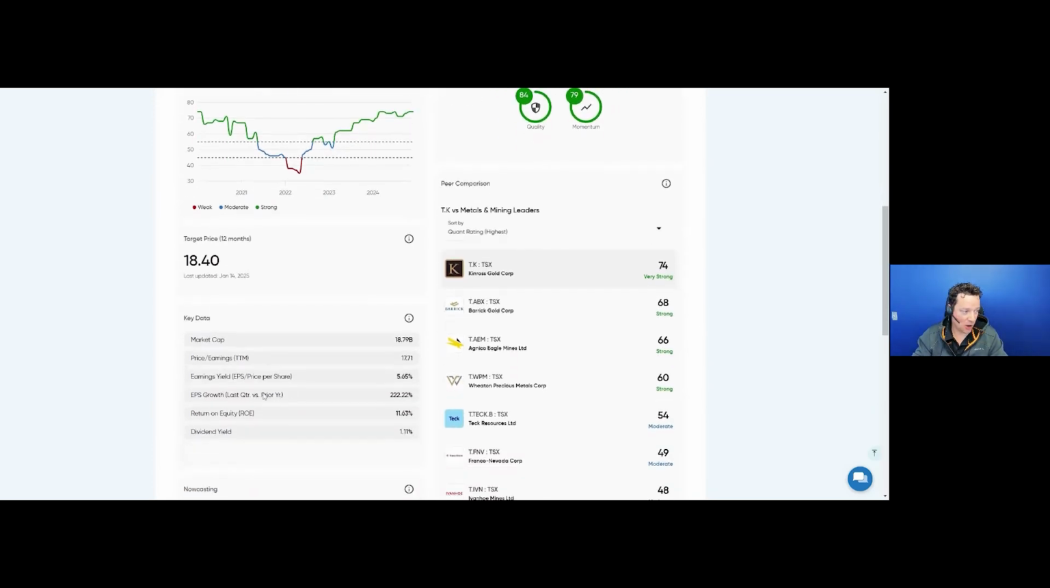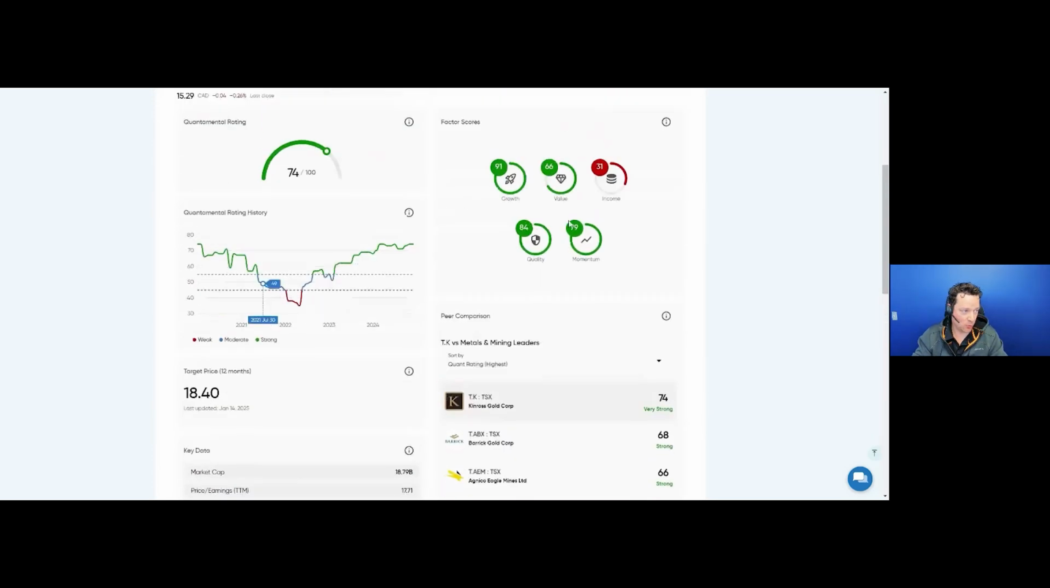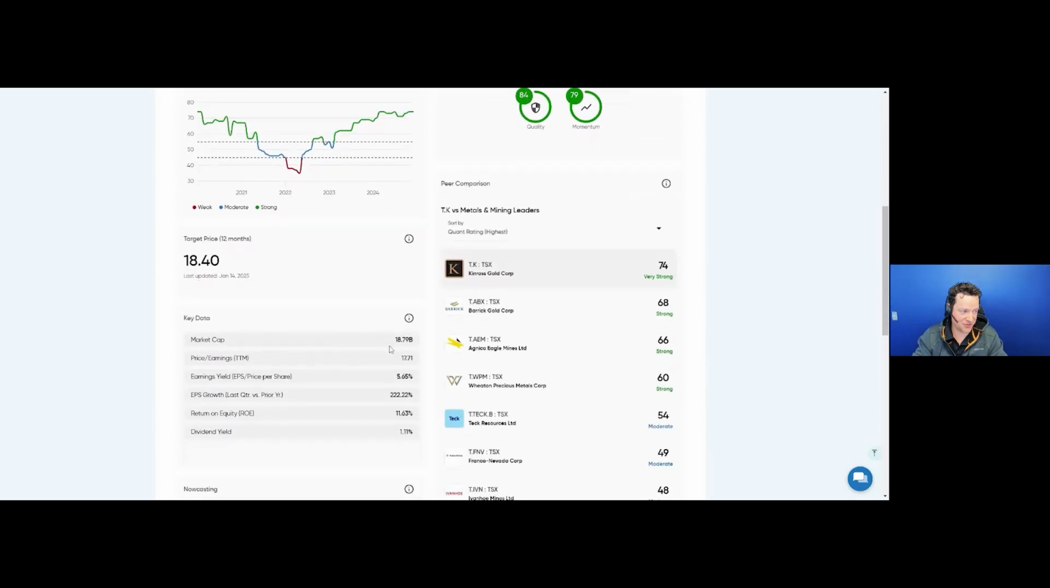Then we have key data always below here. So no matter where you're looking, you're going to have the key important information. Market cap's going to be there, price to earnings, so on and so on, dividend yield. So you can look at that quickly and move on. For some people, this is enough, right? To look at this key data to understand what the stock is in the overall picture, then we can move on.